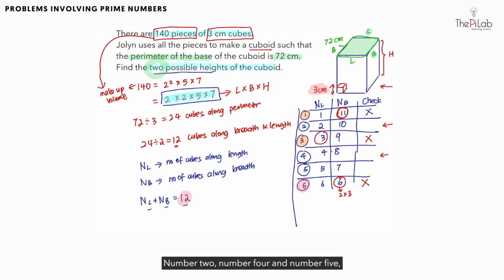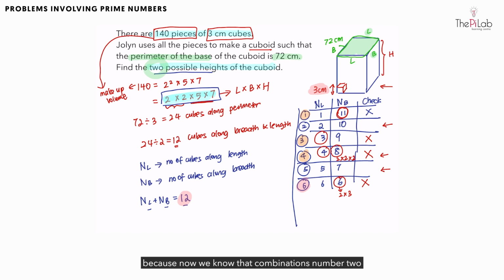Number 2, number 4, and number 5. But I only want 2 possible heights, so I have to eliminate one of them. Now, if you look at combination number 4, you realize that I can make up 4, right? From my factors of 140, because they are 2 times 2, which gives me 4. But recall that 8 is actually 2 times 2 times 2. I need 3 sets of 2s to make up 8, which is impossible. Do you see? I'm only left with 5 and 7. I no longer have an extra 2. So combination number 4 is out of the question.